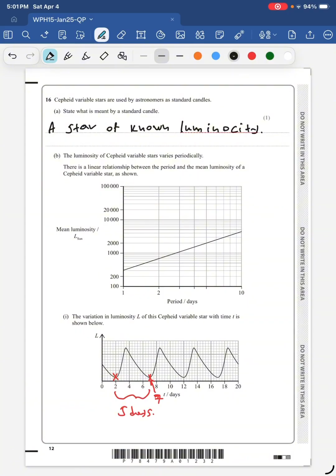So this is a log plot. To read it, you start with 1, this is 2, now this is 3, 4, 5, 6, 7, 8, 9, and 10. So 5 is this point over here, which corresponds to this point, and we read that the luminosity is 2000 times the luminosity of the sun.